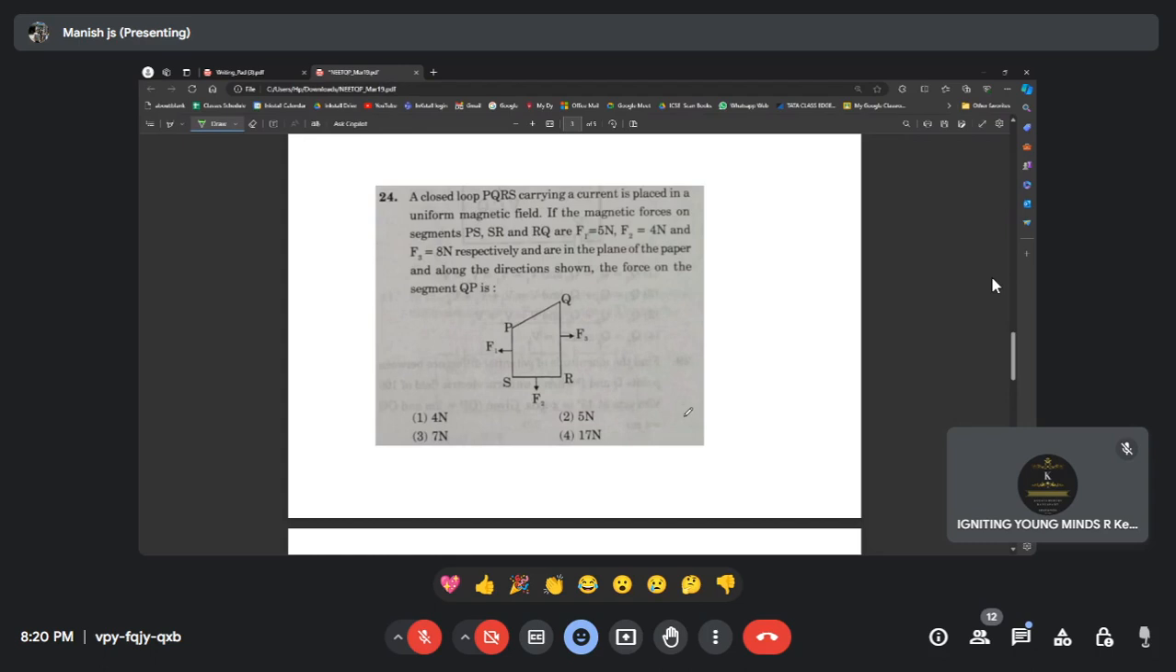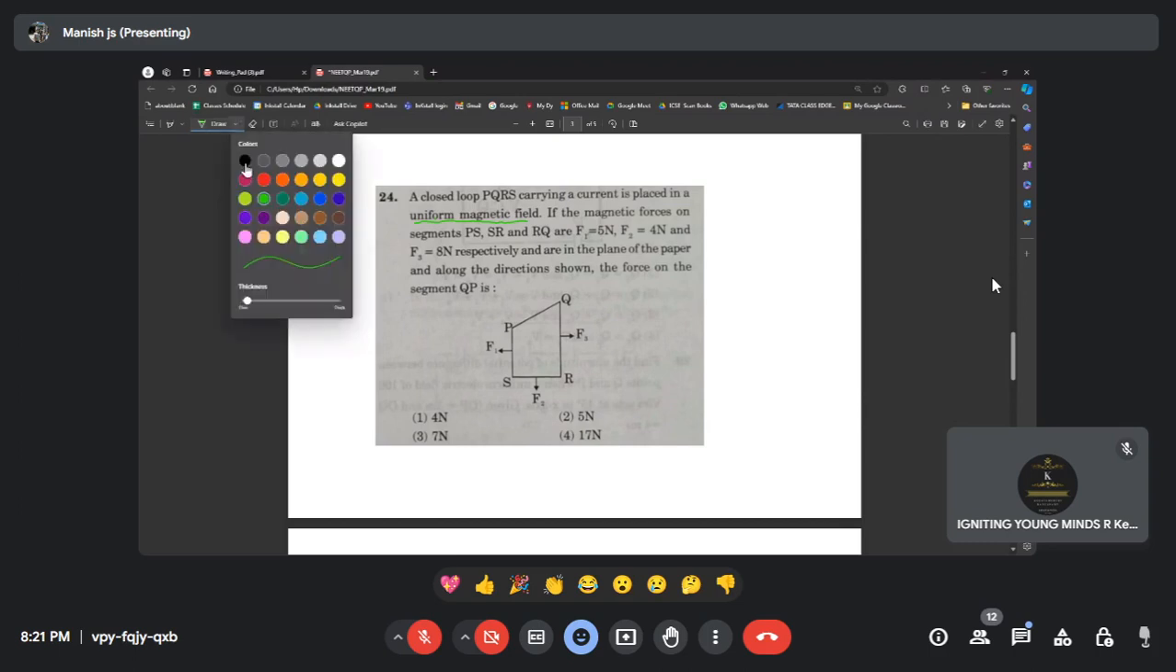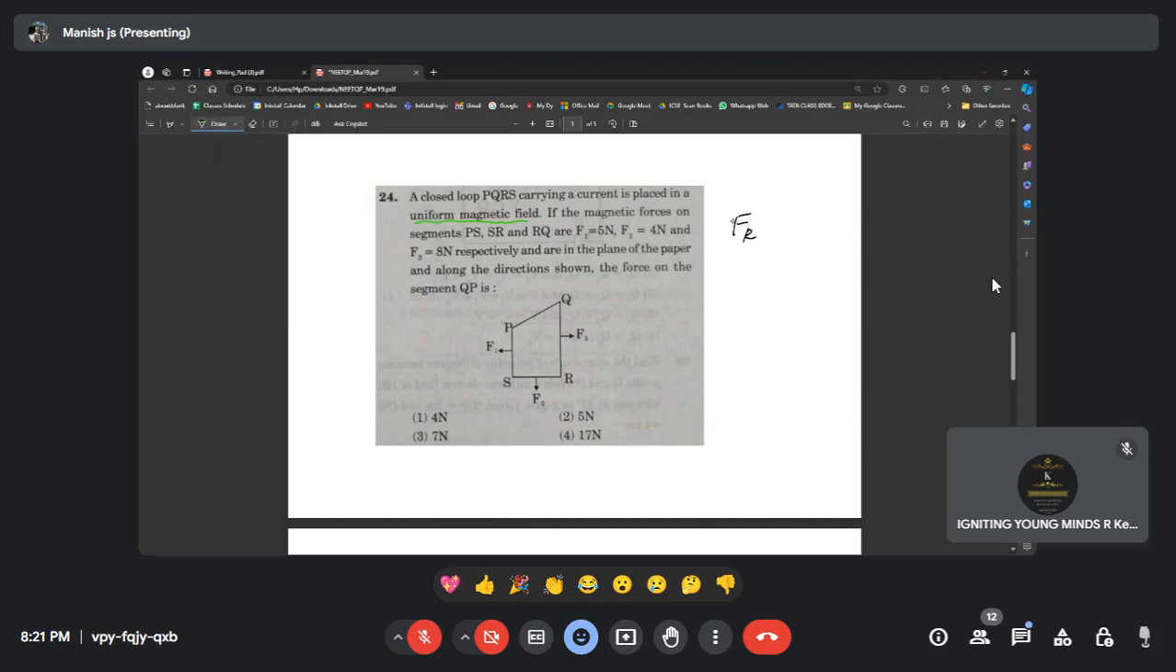Now, what is the concept involved here? They're telling us the loop is placed in a uniform magnetic field. This gives us some information. When a closed loop is placed in a uniform magnetic field, you need to understand that the loop is going to be in equilibrium. Meaning, the resultant magnetic force on that current carrying loop is always going to be zero. What does that literally mean? It means modulus of Fr is going to be zero.